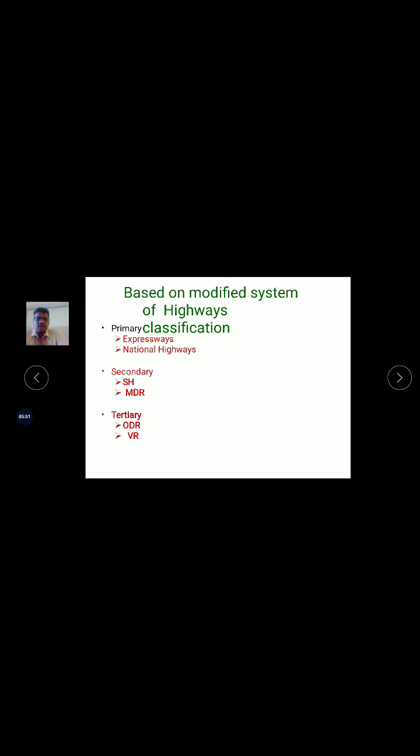The next one is how the classifications of roads are modified because of their highways. One is primary classification, the second is secondary, and the third is tertiary. In the primary classification, we have two things: one is expressways, and the other is national highways.